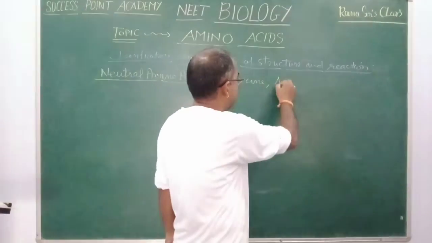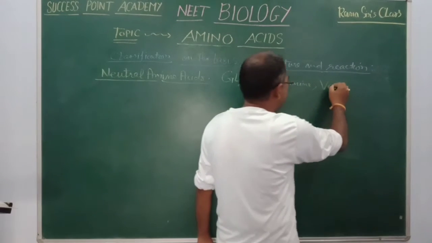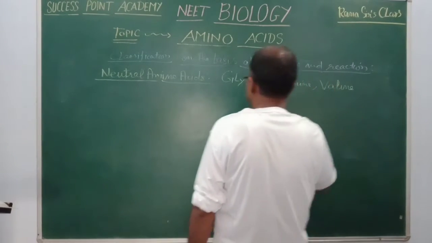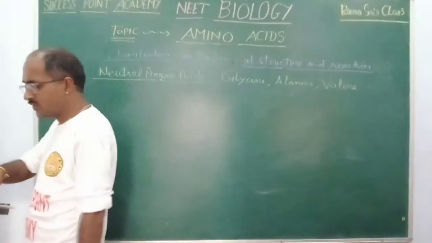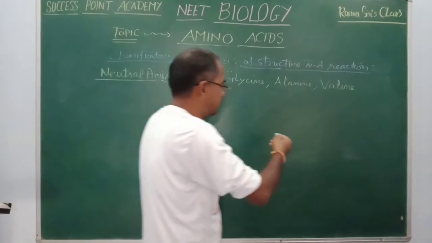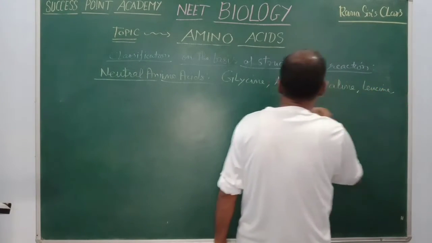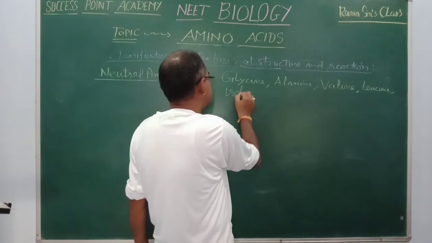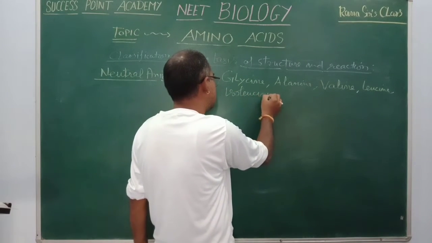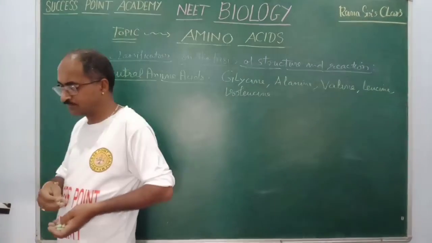Glycine, alanine, valine. Guess more. If you know, you can write it down. Leucine, isoleucine. These are the neutral amino acids.